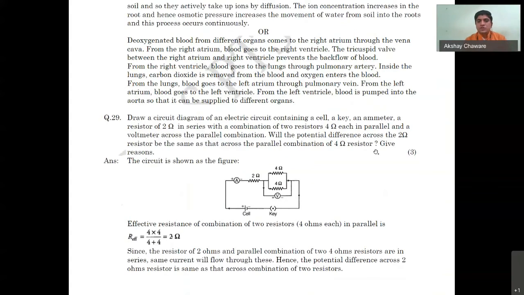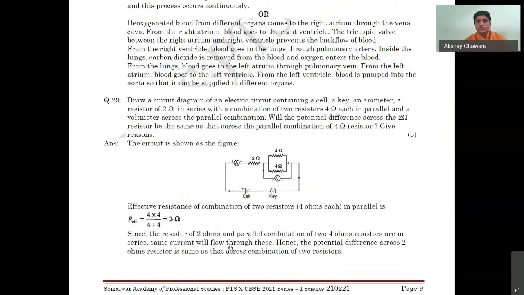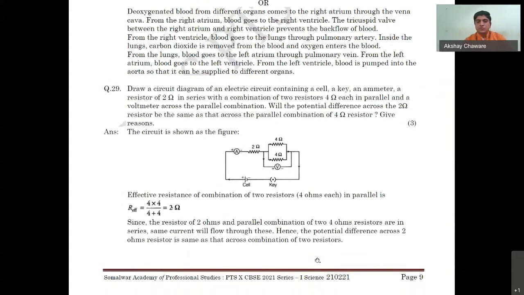And here the question is, will the potential difference across the 2 ohm resistor be the same? So yes. Why? Because if we calculate the parallel combination here, that will be 2 ohm, and here it is also 2 ohm. So the resistance value is the same, the current is the same in series combination, so the potential drop will also be the same. Okay, so the potential difference across the 2 ohm resistor is the same as that across the combination of 2 resistors.